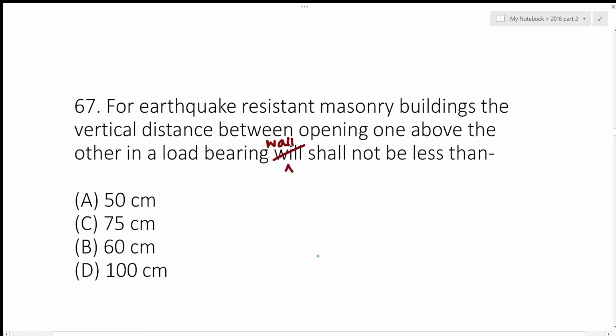The next question, for earthquake resistant masonry buildings, the vertical distance between opening one above the other in a load bearing wall shall not be less than. The answer for this particular question is 60 centimeter. Now, if a question like this comes, most of the students won't be able to answer this particular question, and you don't need to worry about questions like these because most people won't be able to answer it in the examination hall. It is very difficult to memorize everything from the codes, so don't worry about questions like these. These are just there so that you can't answer these particular questions.